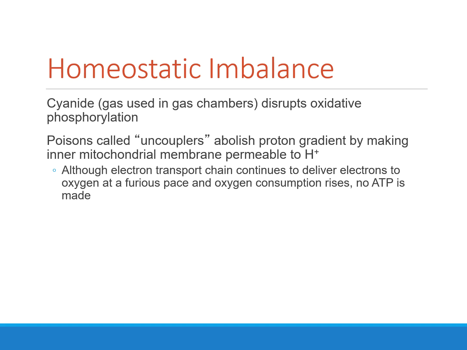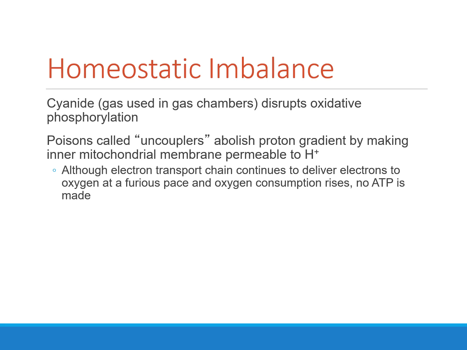If we don't get that far, then obviously we miss out on all those ATP molecules. Cyanide, which is the gas that they use in gas chambers, disrupts oxidative phosphorylation. That's how it works. Poisons called uncouplers, and cyanide is an example of an uncoupler, abolish the proton gradient by making the inner mitochondrial membrane permeable to hydrogen ions.